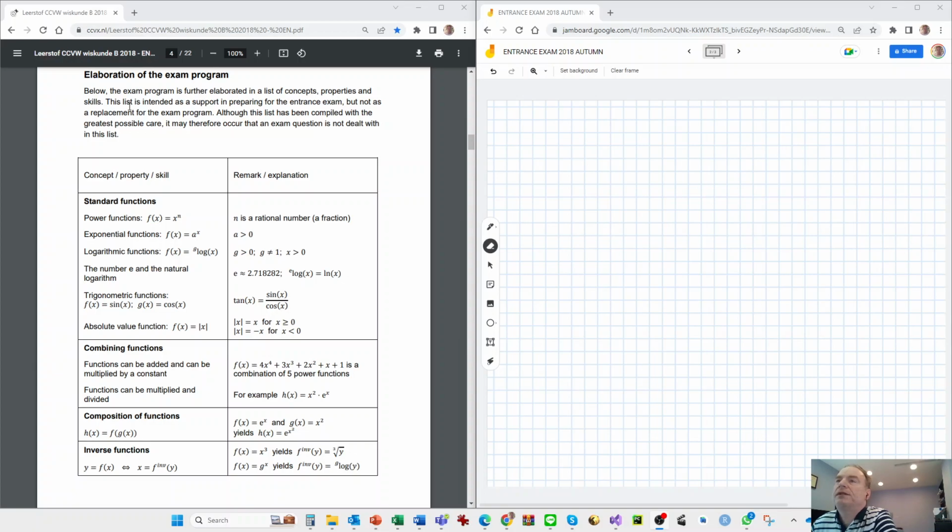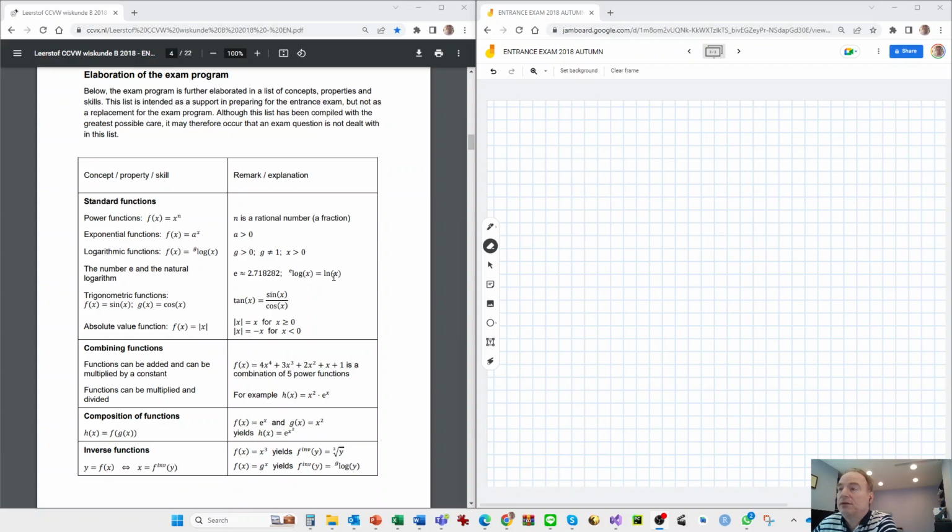So the next pages of this is an elaboration of the program, of what you need to know. The first topic is the standard functions. You need to be familiar with all of these. So the power function, in which x is taken to some power n, exponential functions where x is the exponent, and then the inverse of these are the logarithms with base g, where this base cannot be 0 or negative, or equal to 1, since 1 to any power is just trivially 1.